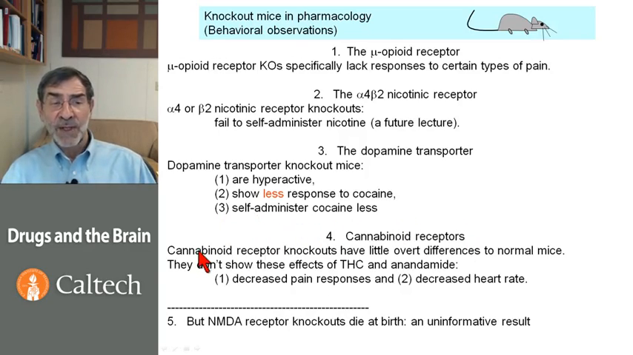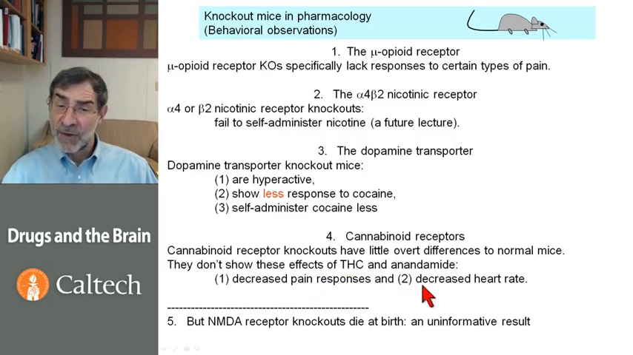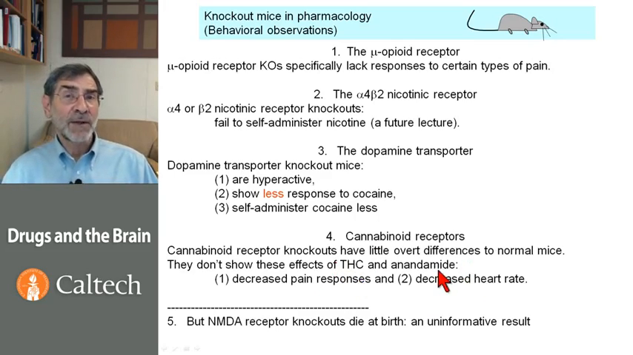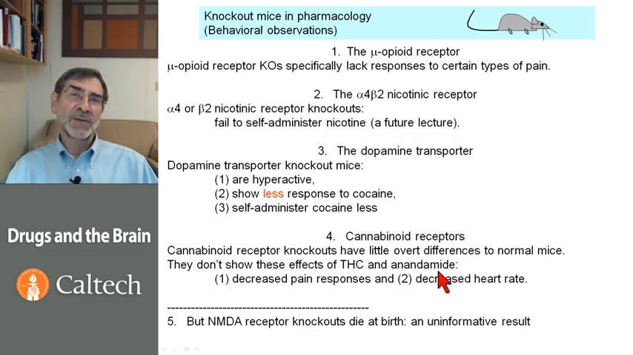What about cannabinoid receptors? Well, cannabinoid receptor knockouts don't differ much from normal mice. However, they lack 2 effects of externally applied THC and externally applied anandamide. First, they no longer have decreased pain responses, and they no longer have decreased heart rate in response to one of these 2 drugs. So that's a way that we can tell that the response to one of our drugs actually does go through the receptor that we hypothesize is correct. It's a question of necessity, and it doesn't enlighten us about sufficiency. Clearly, the receptor is not the only molecule sufficient for a response.